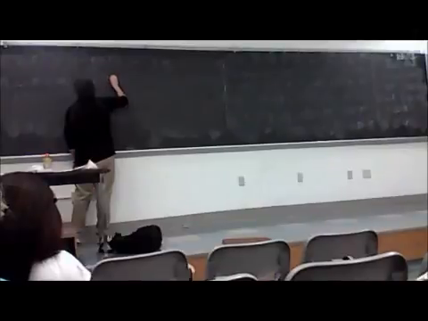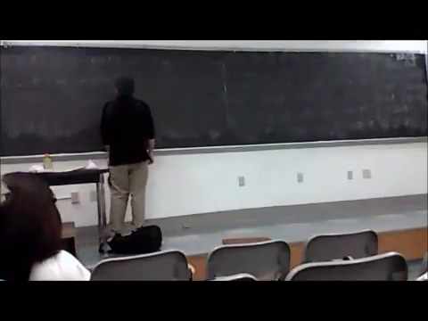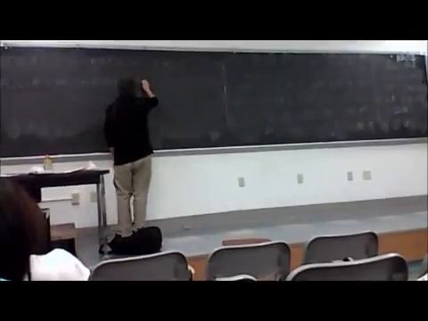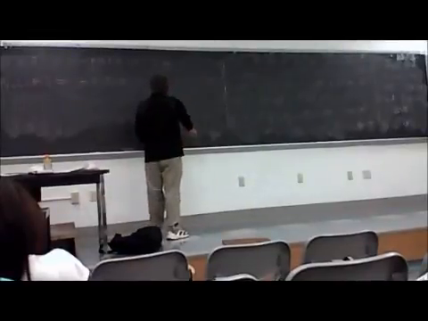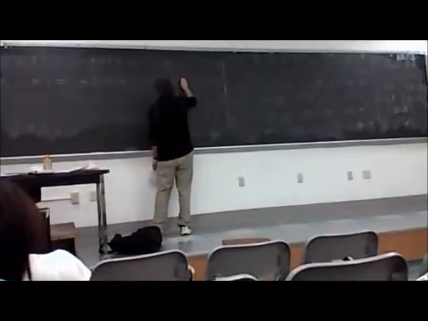So what's the probability of omega without F? It's 1 minus the probability of F. So this is 1 minus 0.6, 0.4.